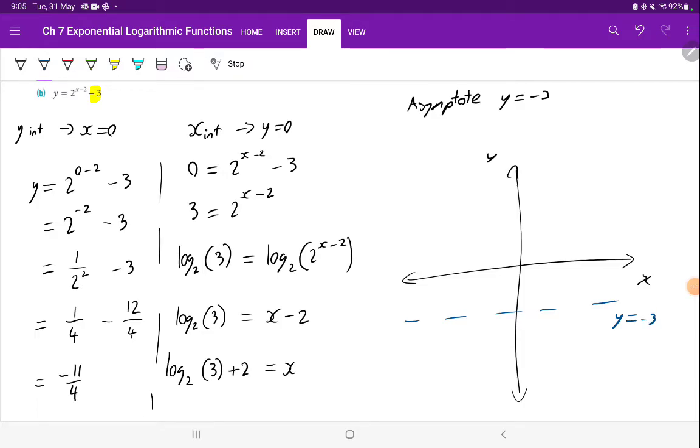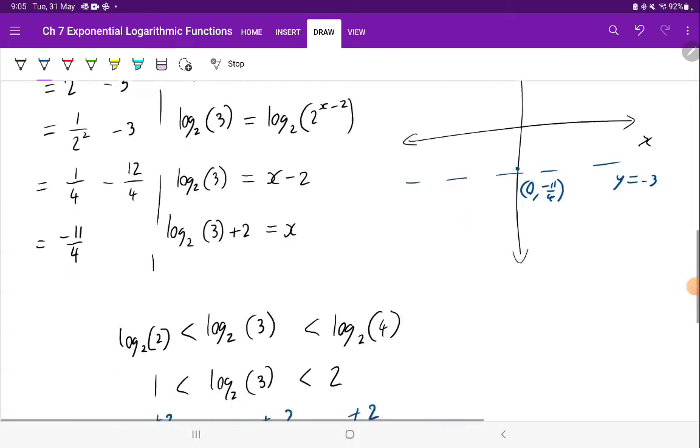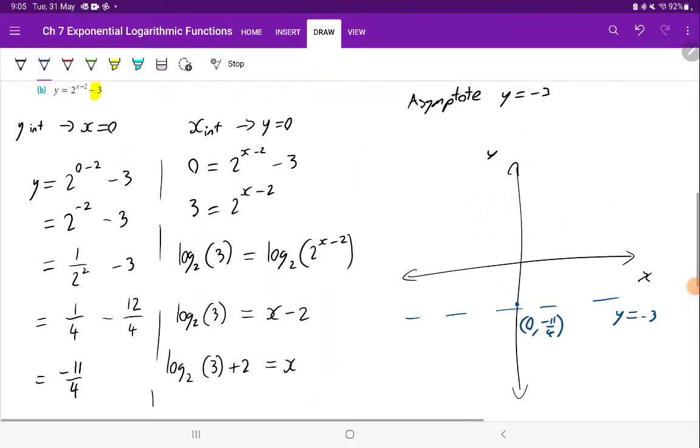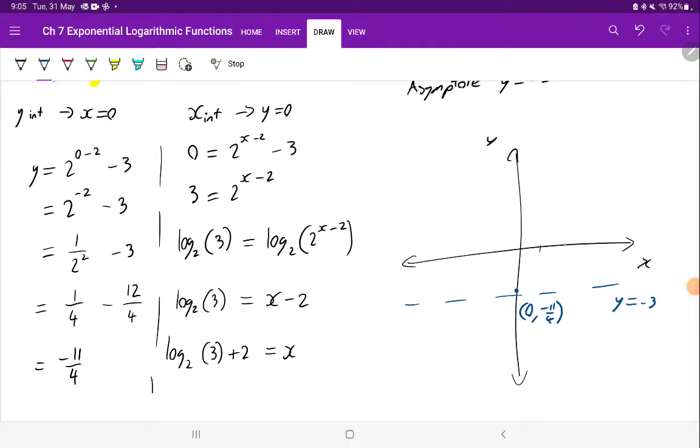Next one, let's go with our y-intercept, which is negative 11 on 4, which is going to be pretty close to negative 3. So it's going to be about here. So that point there, 0, negative 11 on 4, is our y-intercept. Our x-intercept, on the other hand, is in between 3 and 4 on the x-axis. So 1, 2, 3, 4. It's going to be somewhere in between those two.